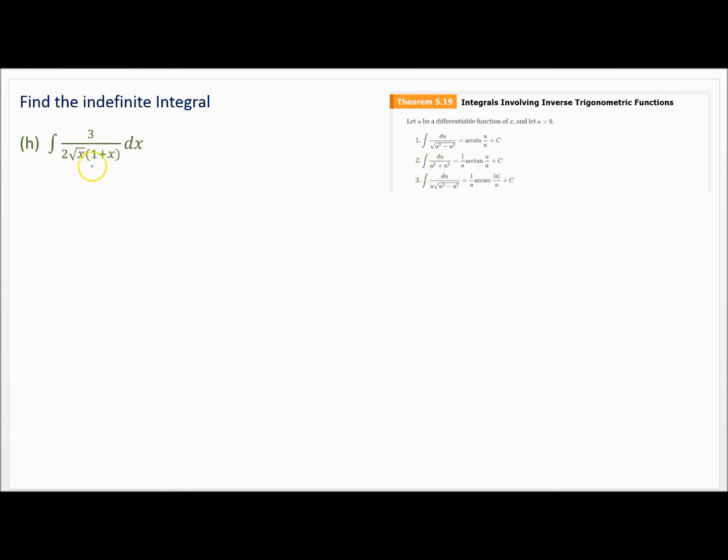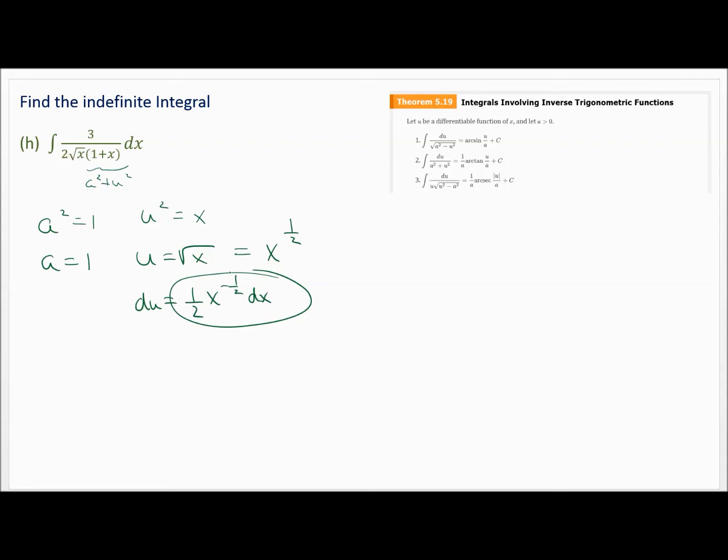So what if we let, okay, this would be a squared plus u squared. You see where I'm getting that from? It means a squared would equal 1, which means a is 1. U squared would equal x. Hold on, that means u is equal to the square root of x. Is that okay? Well, let's keep going. So du is equal to, well, we've got to take the derivative. So maybe let's write this as a rational exponent. So it's going to be 1/2 x to the negative 1/2 dx when I take the derivative. So all of that is du.